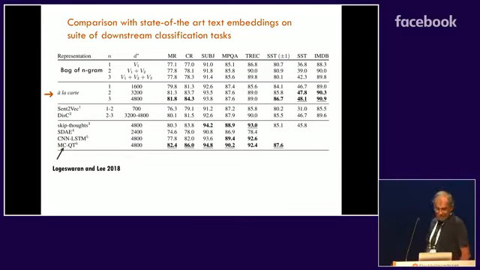So the money slide. On the top is bag of n-gram vectors, and this is a suite of text classification tasks downstream. Bag of n-grams has some performance. On the bottom are LSTM-based methods.